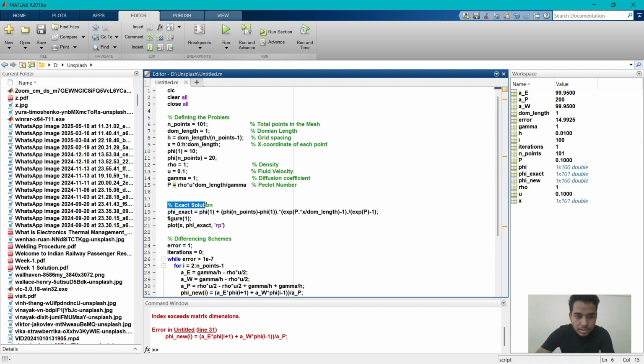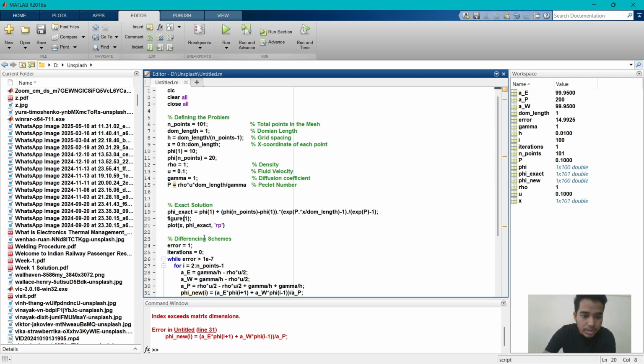Here the exact solution I am calculating, giving the variable name phi exact, as phi 1 plus phi endpoints minus phi 1, multiplied by exponent of p into x divided by domain length, minus 1, the total divided by exponent of p minus 1. Here p is the Peclet number, and figure 1 is the name of the figure, nothing else.